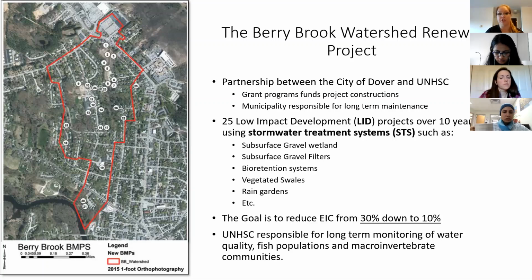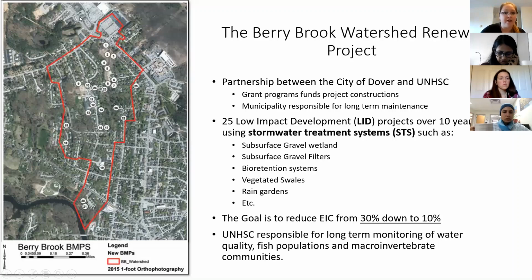And we will see these projects in the next slide, but I have a few examples there: subsurface gravel wetlands, subsurface gravel filters, bioretention systems, vegetated swales, rain gardens, and much more. But the main goal of this project is to reduce the effective impervious cover from 30% down to 10%. The university is responsible to conduct the long-term monitoring of the water quality by sampling, fish population, they use electrofishing surveys as well, and macroinvertebrates using a kick netting protocol.